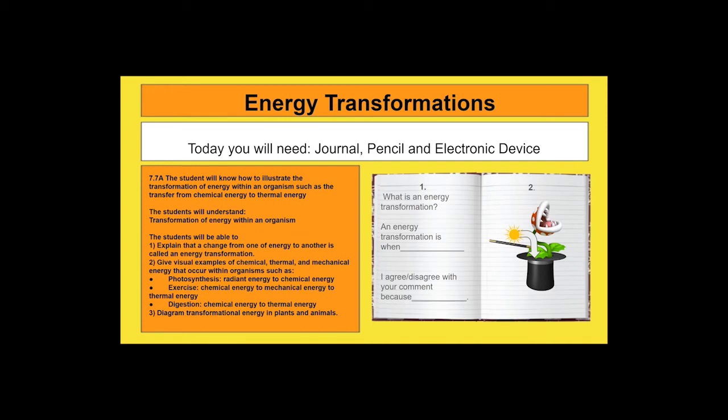You'll be able to explain that a change from one form of energy to another is called an energy transformation. You will also be able to give examples of chemical, thermal, and mechanical energies that occur within organisms, such as photosynthesis for radiant energy to chemical energy, that is radiant energy from the sun to chemical energy in the plant.